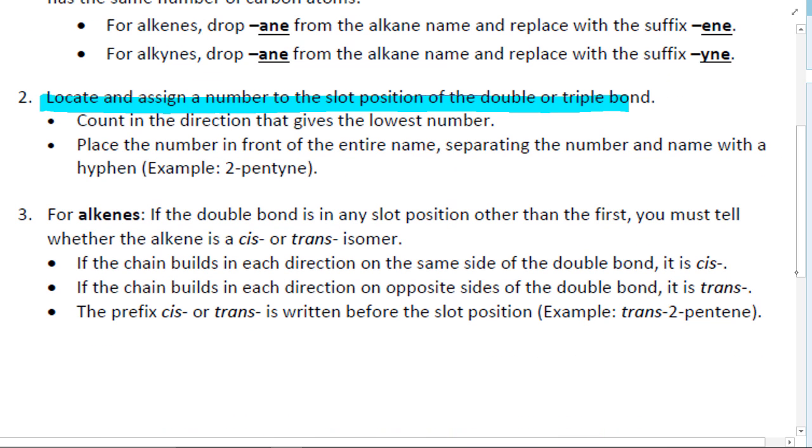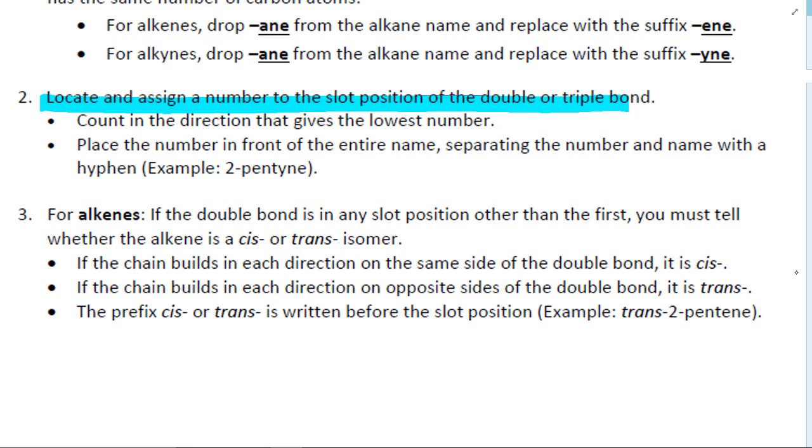And according to this rule, it says if we have an alkene and the double bond is in any slot position other than the first, you must tell whether the alkene is a cis or trans isomer. If the chain builds in each direction on the same side of the double bond, we say it is a cis isomer. If the chain builds in each direction on opposite sides of the double bond, it is a trans isomer.